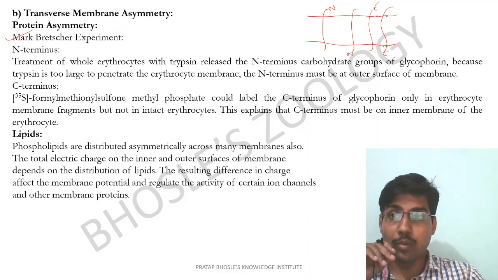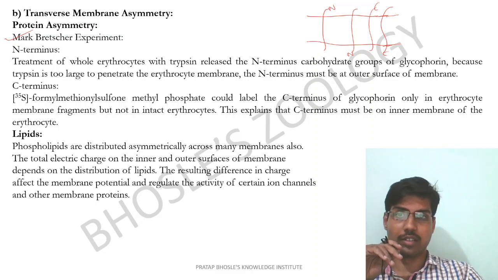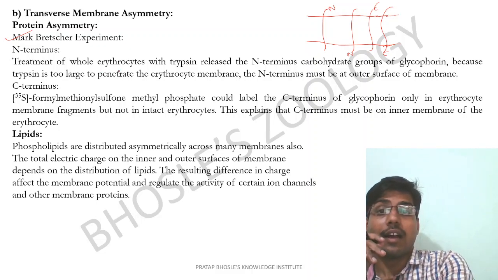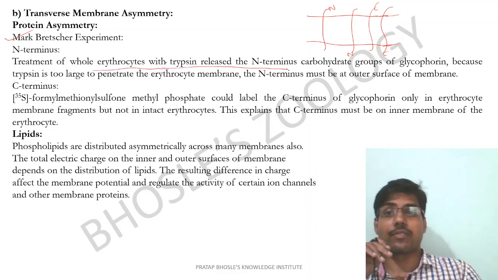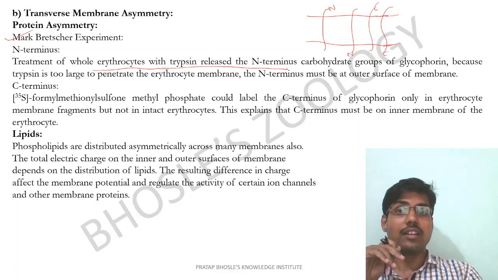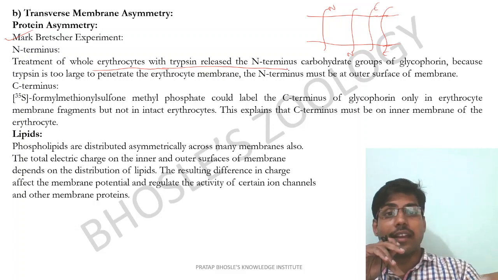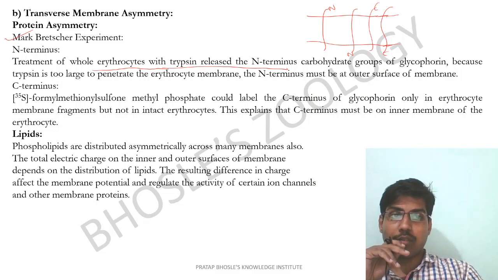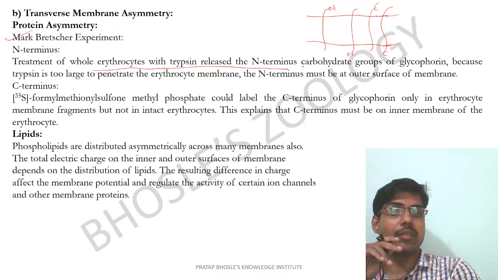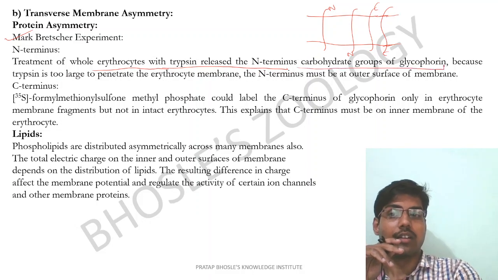And how did Mark Bretscher prove it? He proved it with the help of trypsin treated erythrocytes. The treatment of whole erythrocytes with trypsin released the N terminus carbohydrate groups of glycophorin.